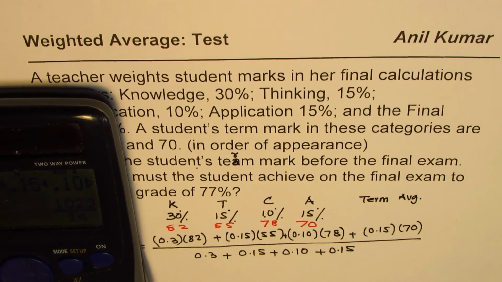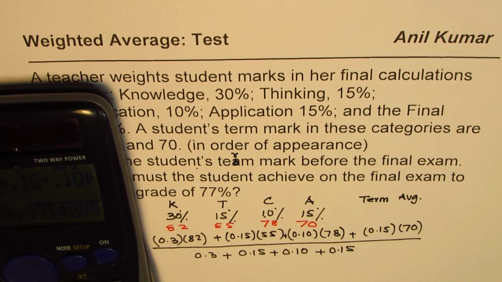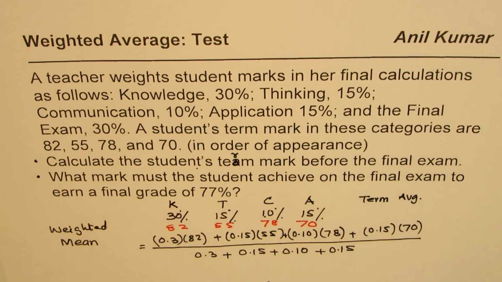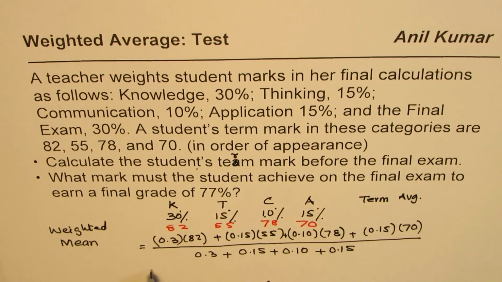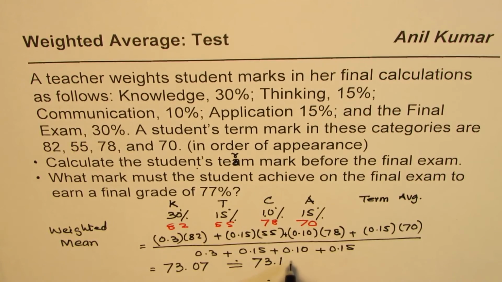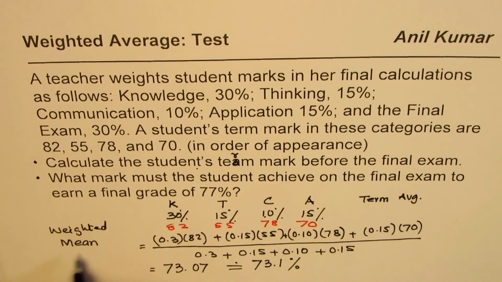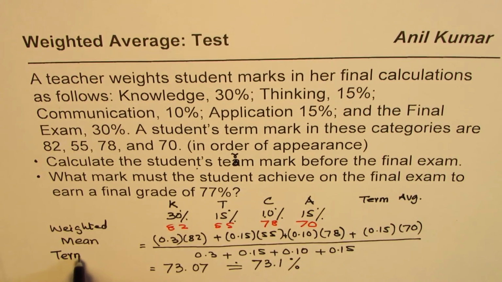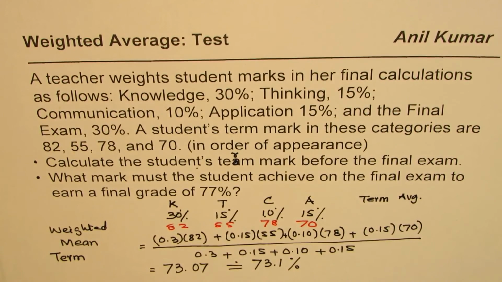To get our answer in decimals, let's change it to decimals. 73.07. So what we get here is equal to 73.07, which you can round to 73.1%. Is it okay? So that is how you can find the weighted average for the term. So this is the weighted mean for the term in the given scenario.